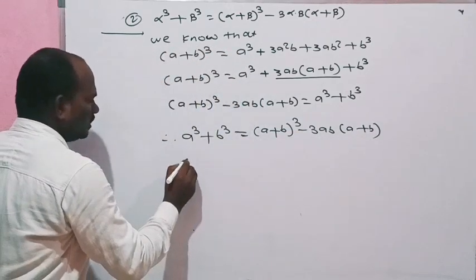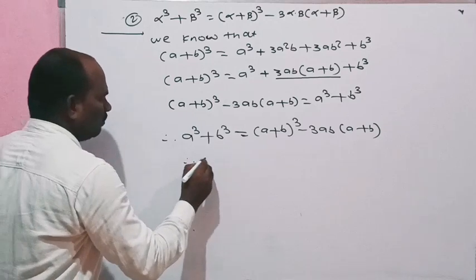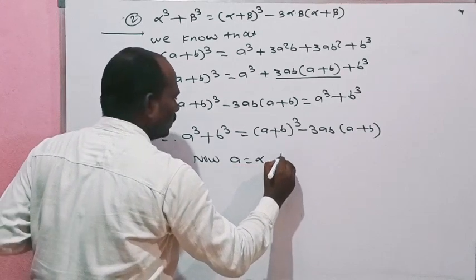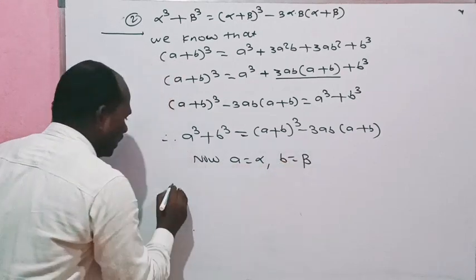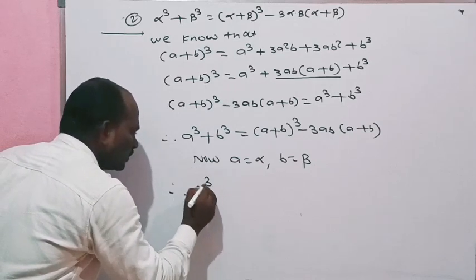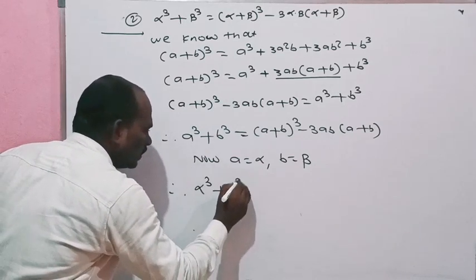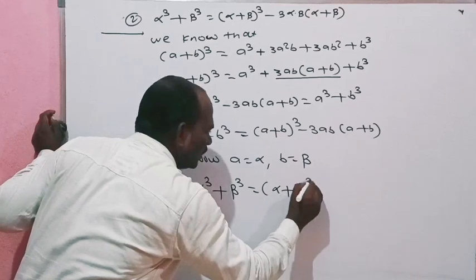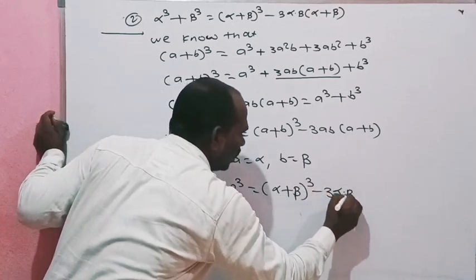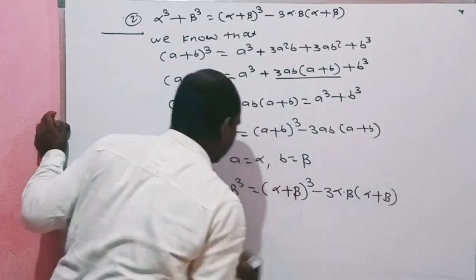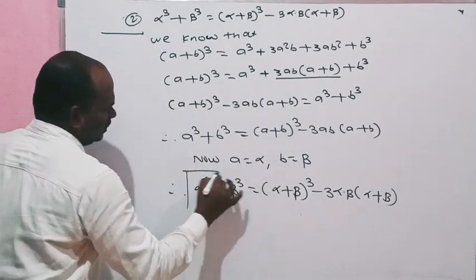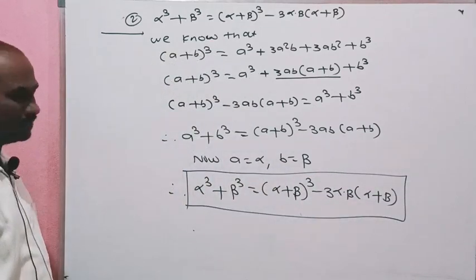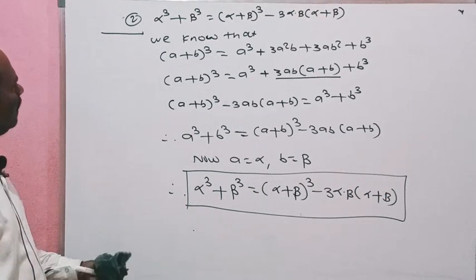Now we can replace, a equal to alpha and b equal to beta. Therefore alpha cube plus beta cube is equal to alpha plus beta its cube minus 3 alpha beta bracket alpha plus beta. Now we can see the proof of alpha cube plus beta cube. Now another formula.